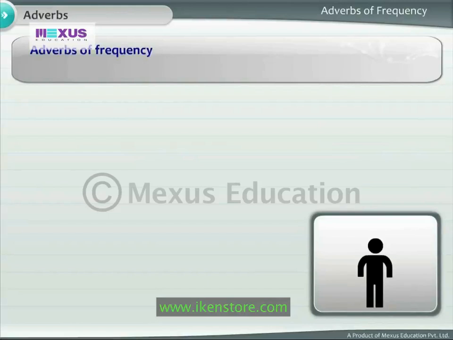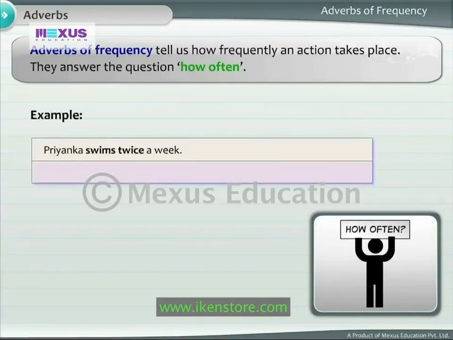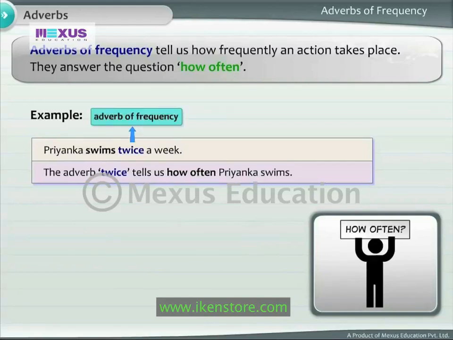Adverbs of frequency tell us how frequently an action takes place. They answer the question how often. Here's an example. How often does Priyanka swim? She swims twice a week. In this sentence, the adverb twice tells us how frequently Priyanka swims. Twice is an adverb of frequency.